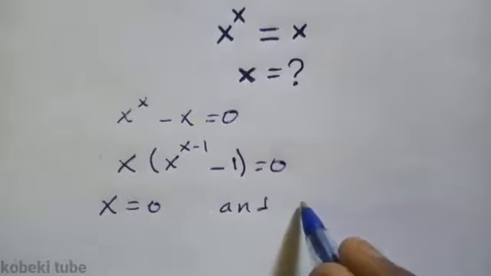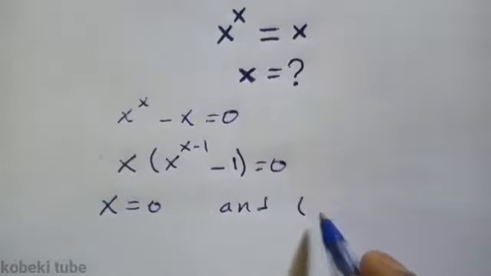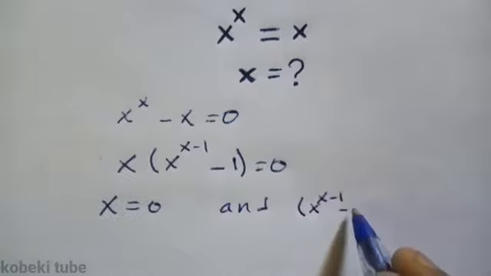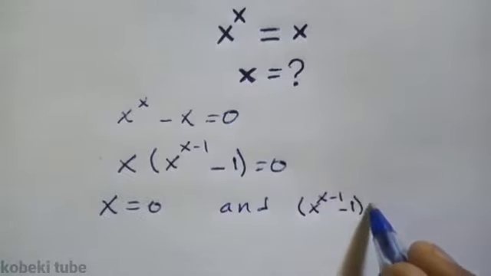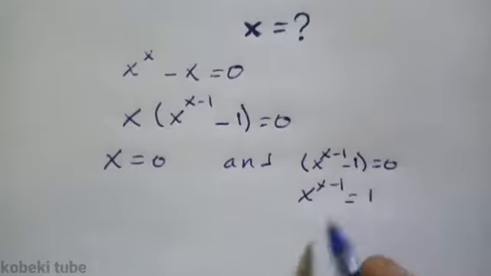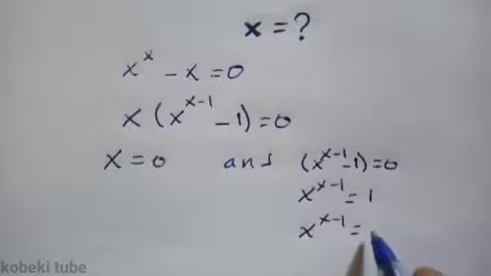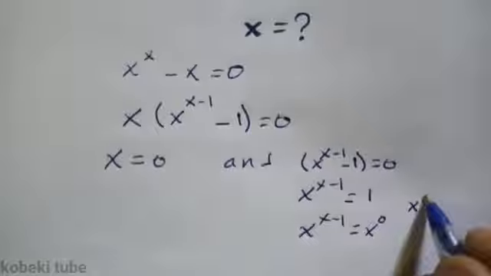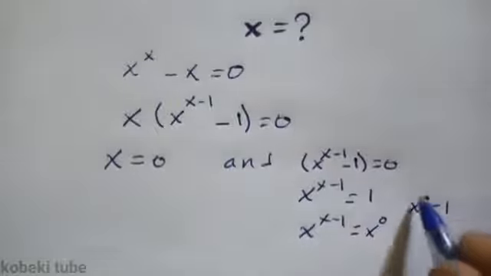and (x^(x-1) - 1) is equal to 0. Then x to the power of x minus 1 is equal to 1. Then x to the power of x minus 1 is equal to x to the power of 0, because x to the power of 0 is the same as 1.